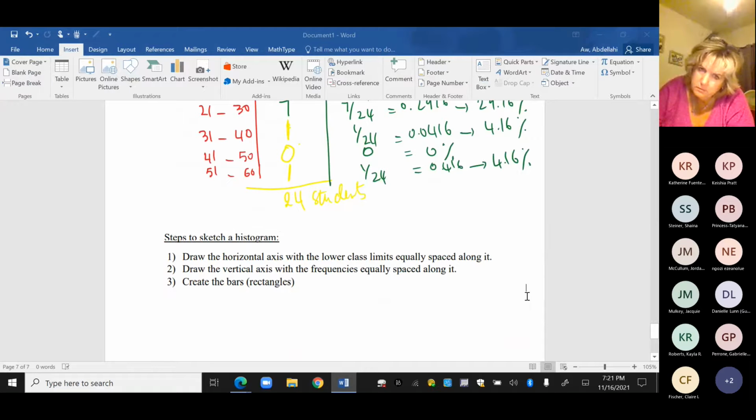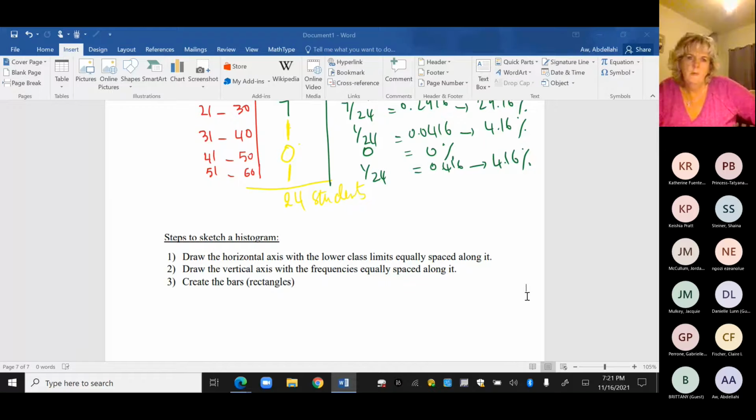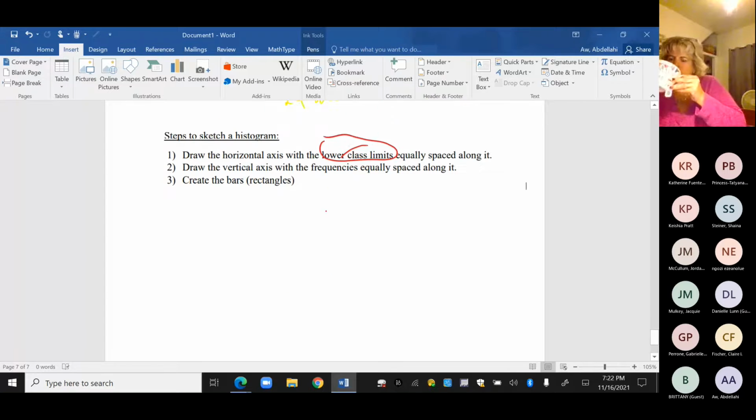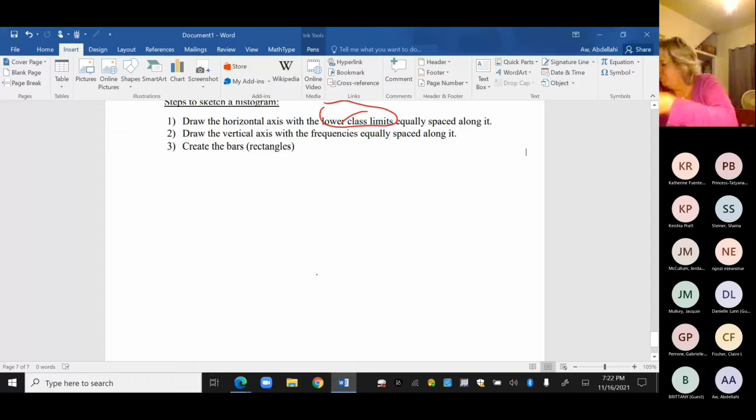If you want to do the histogram, again, histogram is only for quantitative data, for numbers, the data that are real numbers. What you're going to do, draw the horizontal axis with the lower class limits equally spaced along it. Only the lower class limit will be represented right here. So we're going to do exactly what they tell us to do.